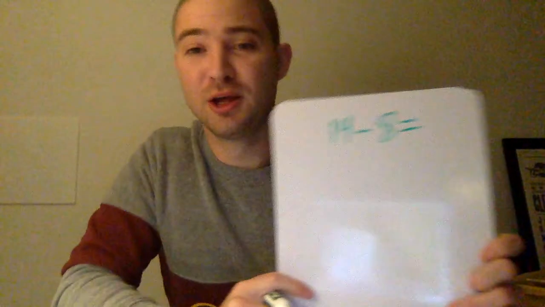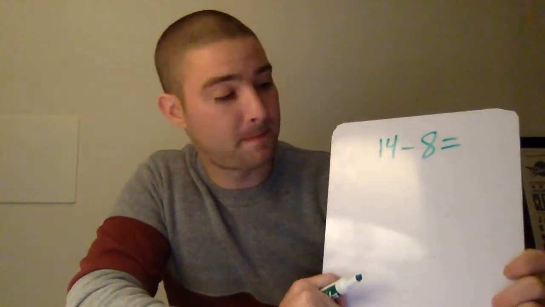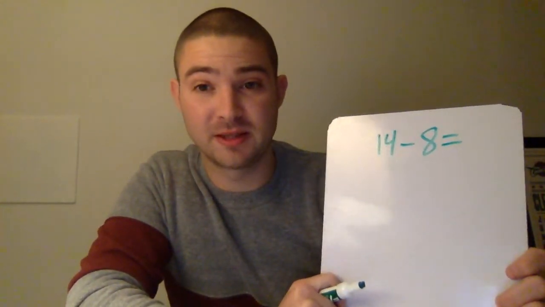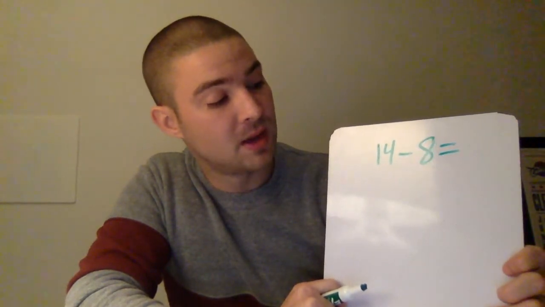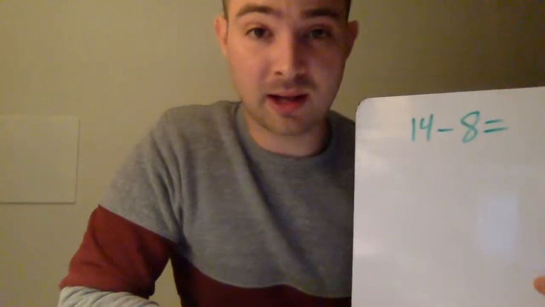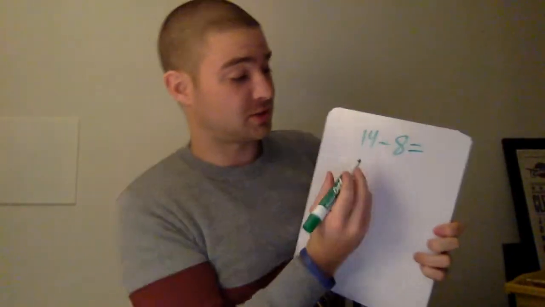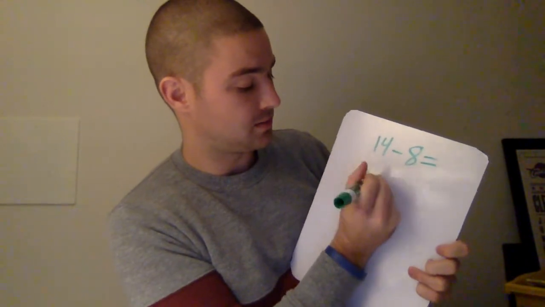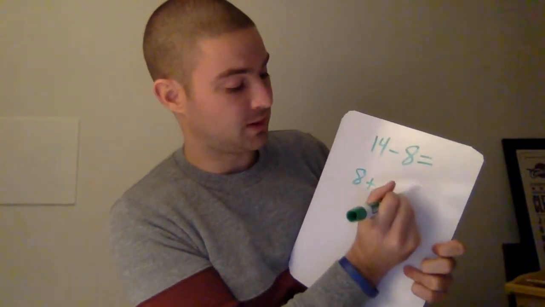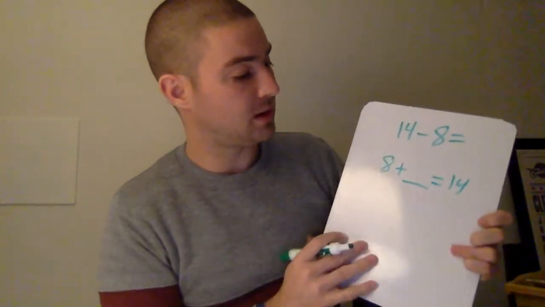14 take away 8. Go ahead and try to do it by yourself. And then I'll show you a few ways to do it in 3, 2, 1, and 0. The first thing I could do, sometimes addition is easier than subtraction, so I could turn it into an addition equation. I could turn this into 8 plus what equals 14.